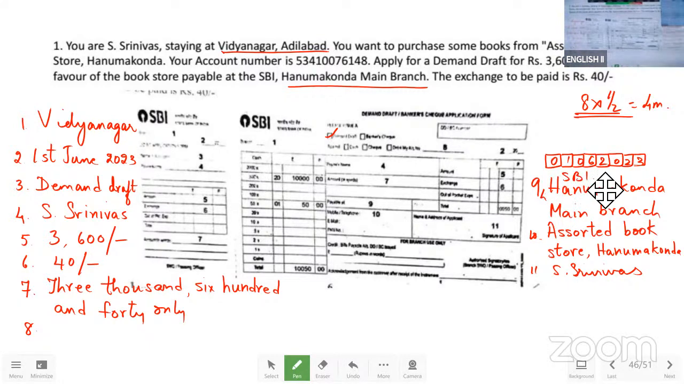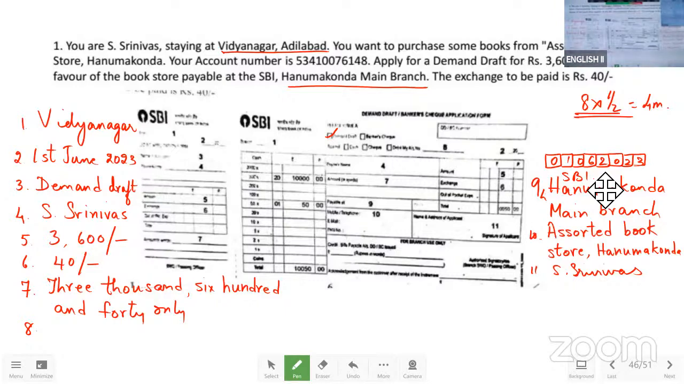Name of the payee. He is name of the payee. And fourth, payee's name is fourth. No, he is S. Srinivas. Fourth is assorted bookstall Hanamkonda. Okay. I wrote that for 10th. Payable at. Payable at is the Hanamkonda branch, no? Payable, yeah. At, that is the fourth one.